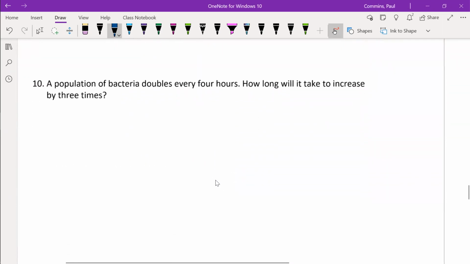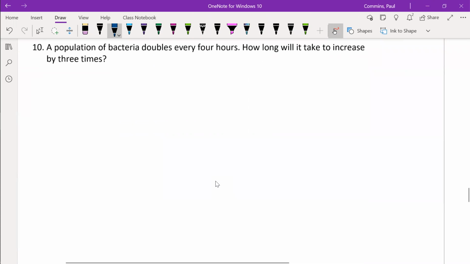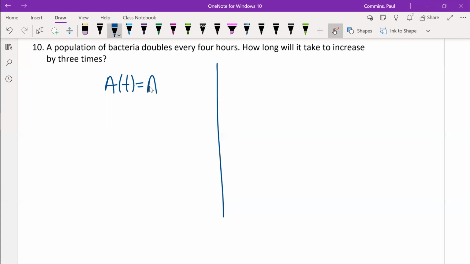All right, moving on to population of bacteria doubles every 4 hours. How long does it take to increase by 3 times? So you can do it with the doubling formula, or you can do it without the doubling formula. With the doubling formula, it's easier. The doubling formula looks, if you remember it, like this. T over the time to double.